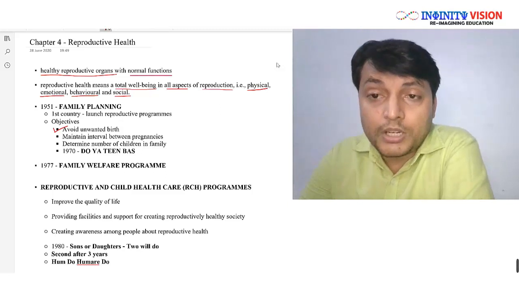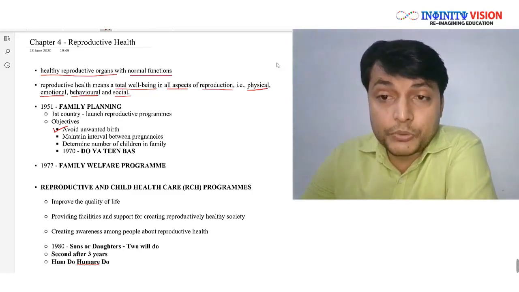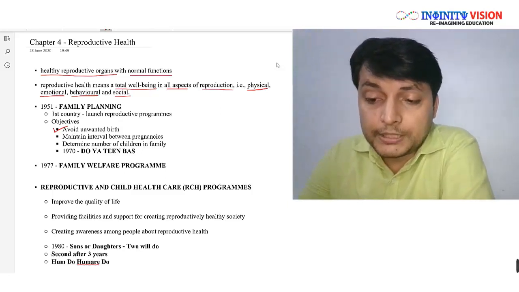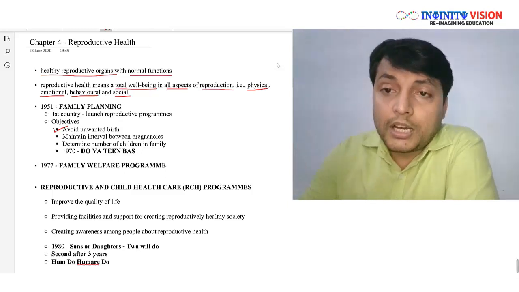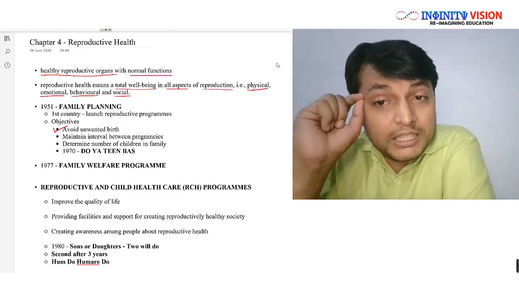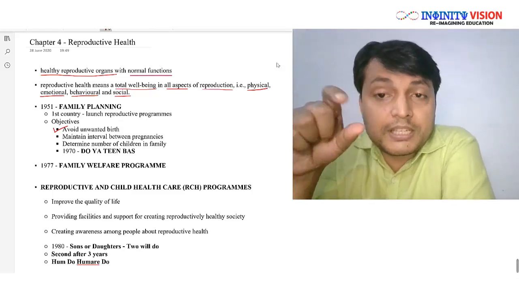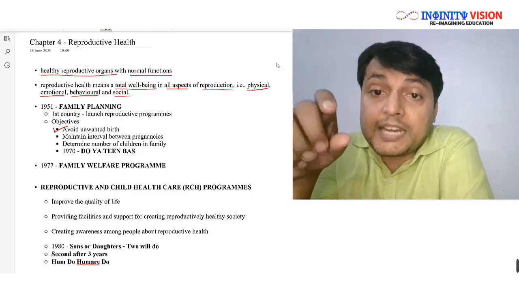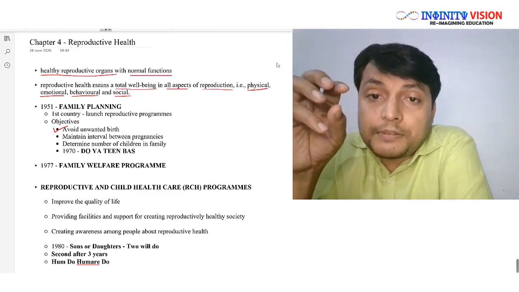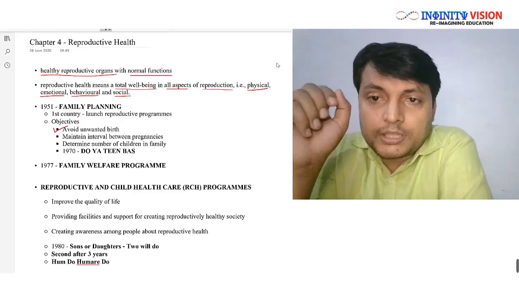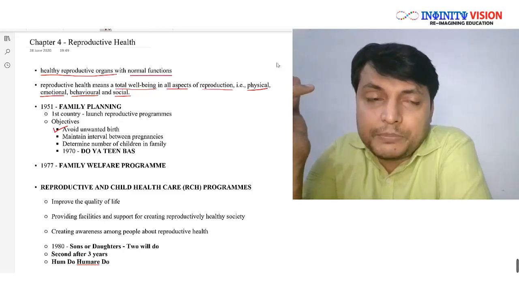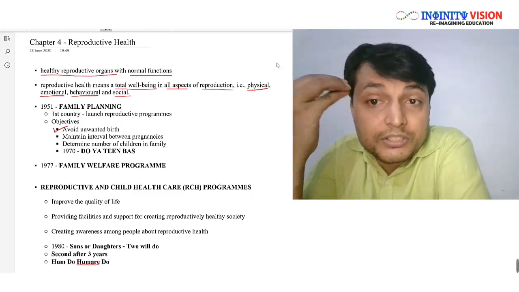Okay, now what is the difference between the two? If we look at minutely, what we find is family planning was mainly focused on spacing out between the two children and in controlling the family size. Okay, और इसीलिए क्या होता था कि फैमिली प्लानिंग में मेनली हम लोगों ने टर्मिनल मेथड्स यूज किए थे.